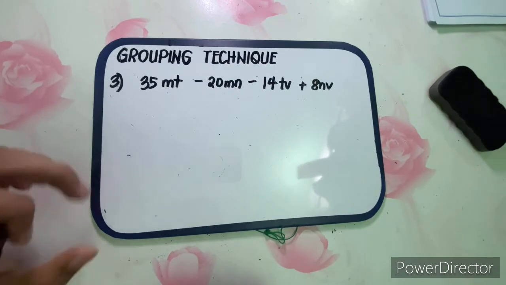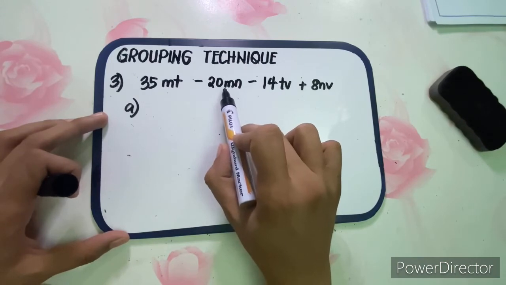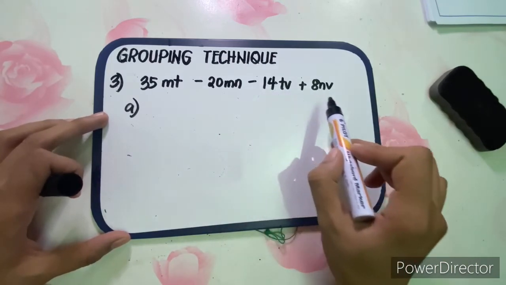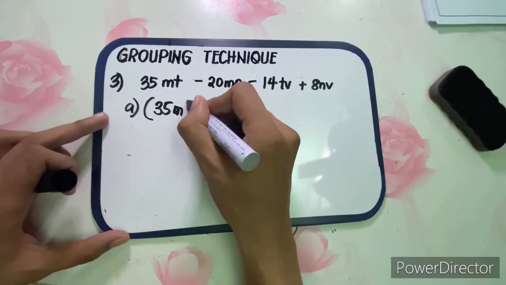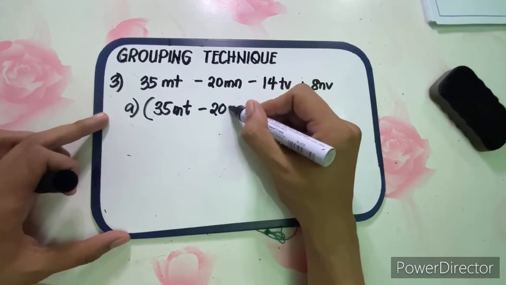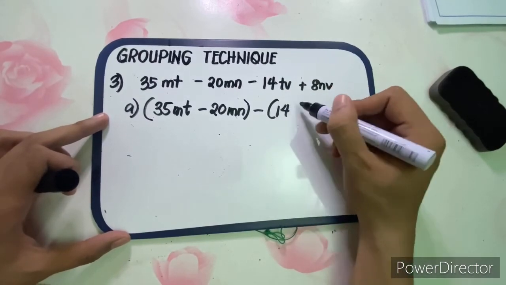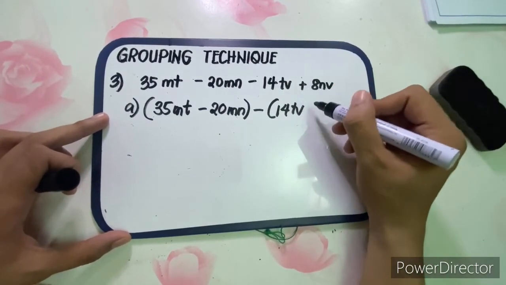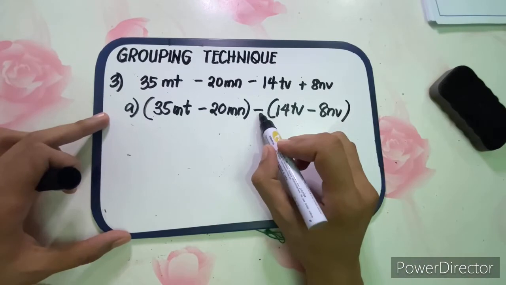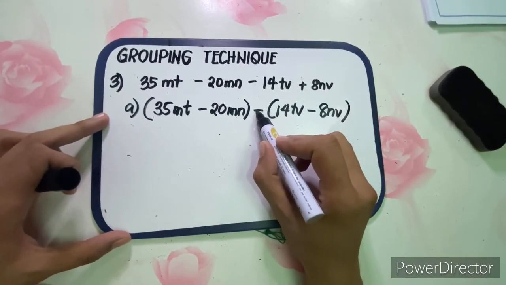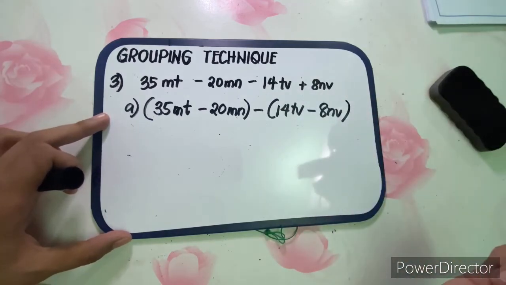Okay, for the third example, we have 35mt minus 20mn minus 14tv plus 8nv. So group 35mt minus 20mn, then minus 14tv. This time, this will be minus, right? Because if you multiply negative times negative, it will be positive. So that's the rule.